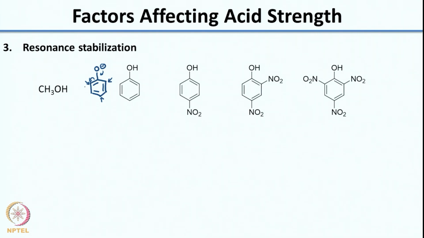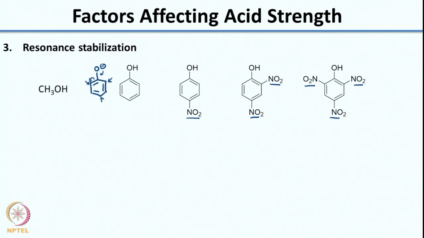Now, as we are looking at stability of the conjugate base, if I put electron withdrawing groups at these 3 positions. In this case I have 1 electron withdrawing group at the 4 position. In this case I have 2 electron withdrawing groups, and in this case I have 3 electron withdrawing groups. So what do you think will happen to the pKa as I go from methanol to picric acid? This is called picric acid, which is 2,4,6-trinitrophenol. Think about it, I will wait for a minute, or you can press the pause button.